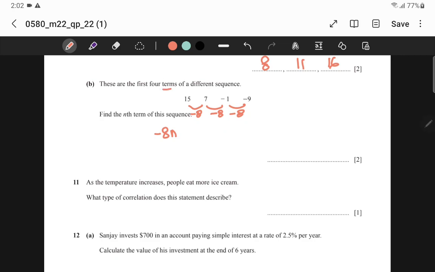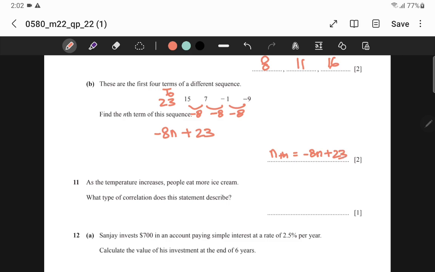Find the term number 0 here. If this one is 15, then the term before that one will be what? It will be 23. Yeah, positive 23. So plus 23. So in here, the nth term will be negative 8n plus 23, right?